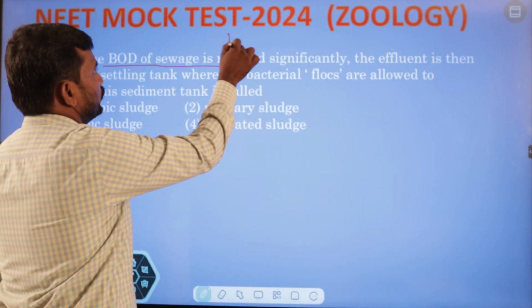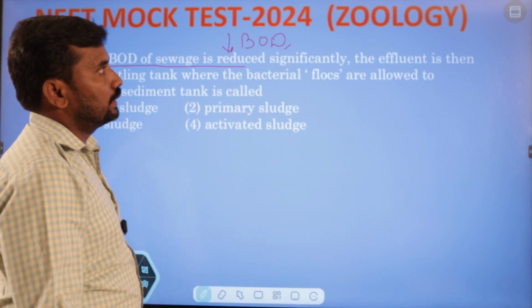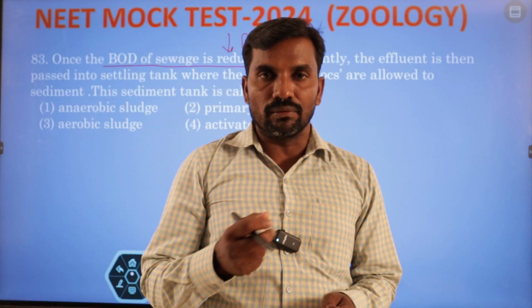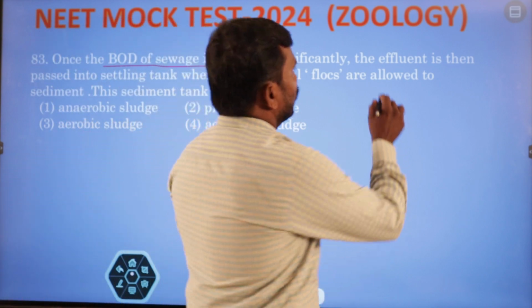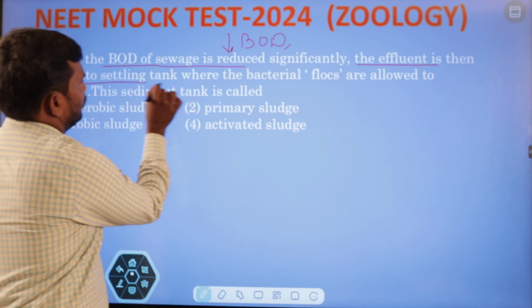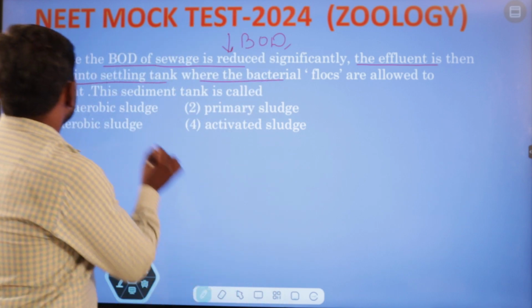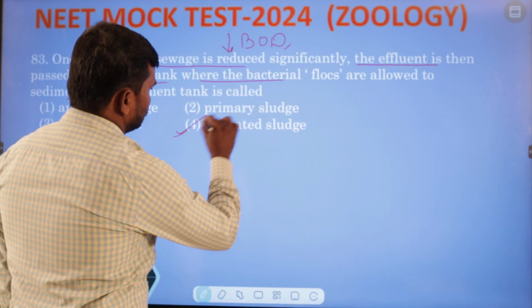Already we reduced the BOD. The BOD is an indirect measurement of pollution. Using BOD, we can determine how much organic matter is present and how much is polluted. The effluent is then passed into the settling tank. When the bacterial flocs are allowed to sediment, this sediment is otherwise called activated sludge.